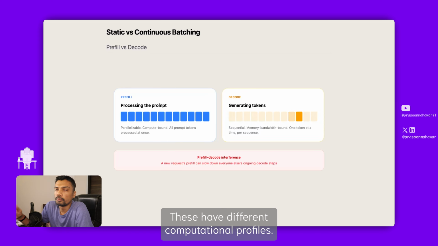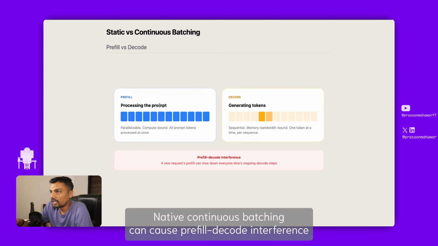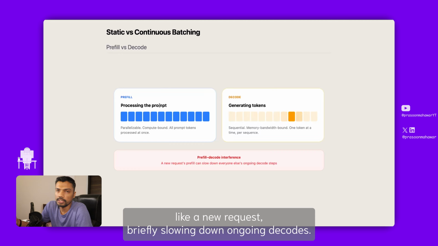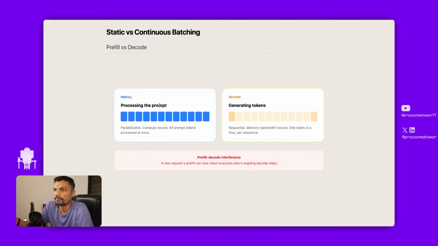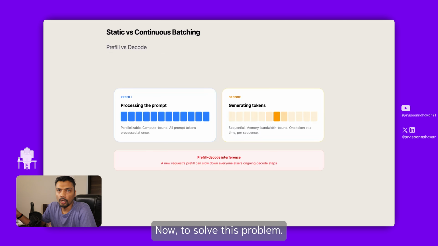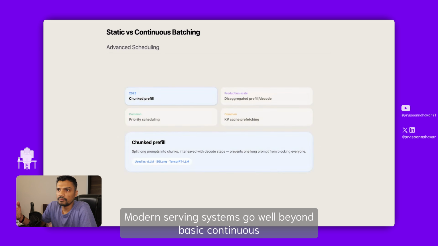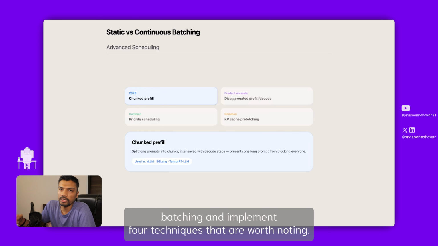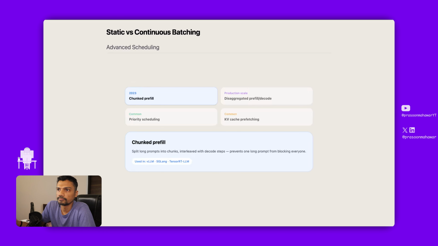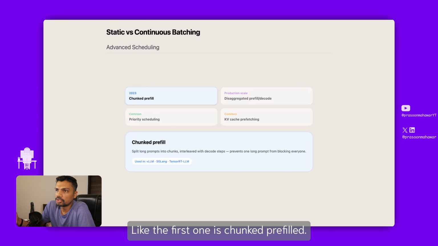These have different computational profiles. Naive continuous batching can cause prefill-decode interference, like a new request's prefill slowing down ongoing decodes. Now, to solve this problem, modern serving systems go well beyond basic continuous batching and implement four techniques that are worth noting. The first one is chunked prefill.